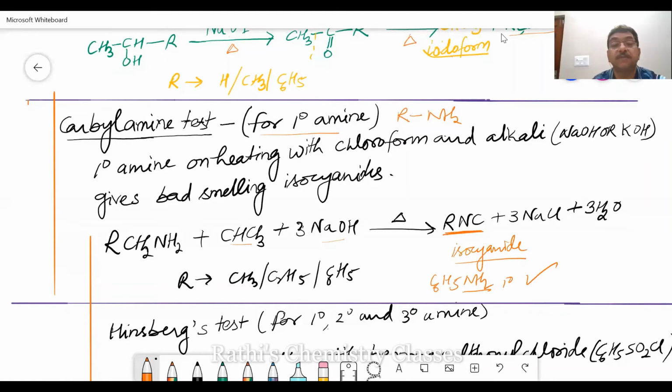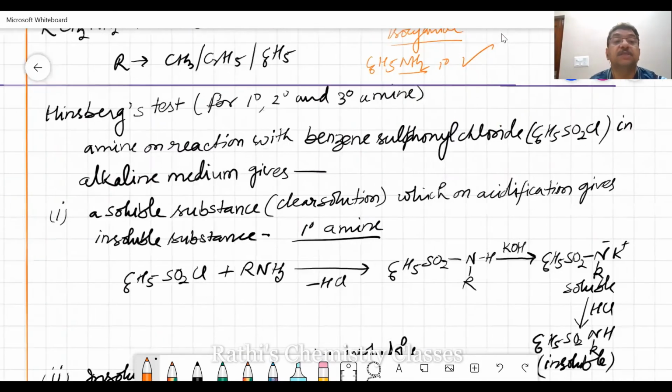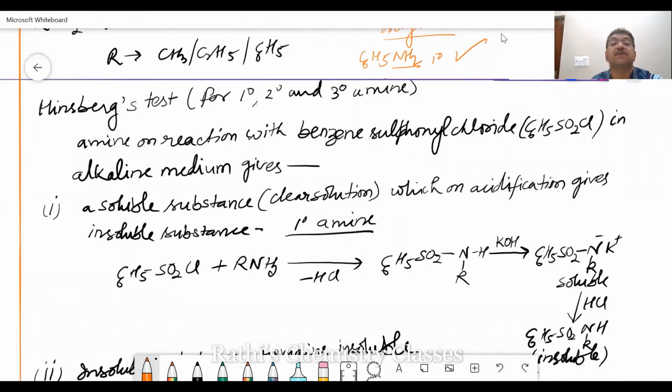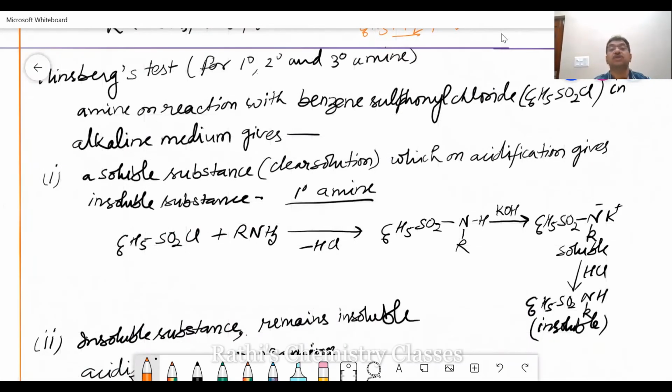Similarly, methylamine will also give. So whenever methylamine and aniline, we have to distinguish, don't use carbylamine. Go for azodye test. That is given by aniline, not methylamine. So next we have to discuss, that is Hinsberg test. Hinsberg test is used to distinguish 1 degree, 2 degree and 3 degree amine.